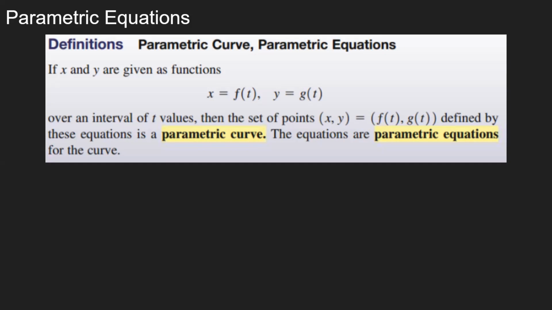Typically, this is going to be t representing time, and x and y model the path of some kind of moving object. So any coordinate x and y depends on the value of t that's given by f of t for x and g of t for y. So this is called a parametric curve, and the equations that correspond to this curve are called parametric equations for the curve.